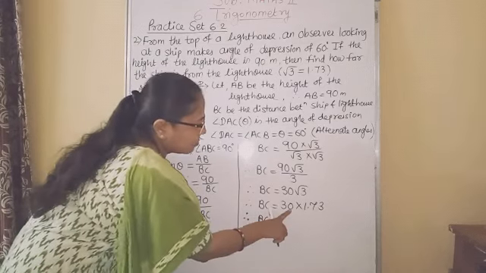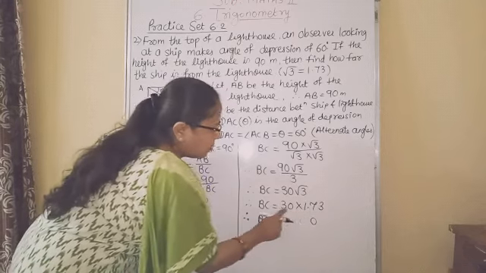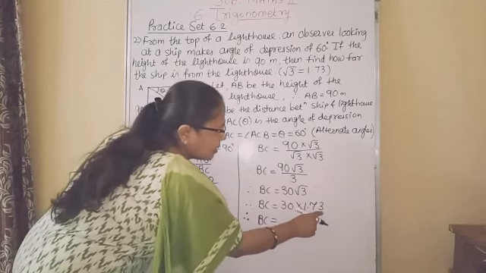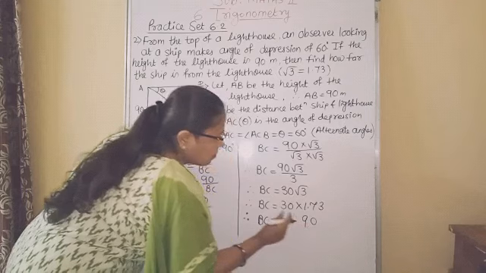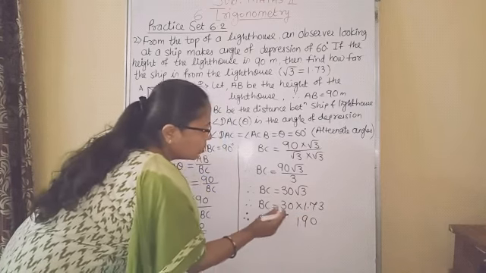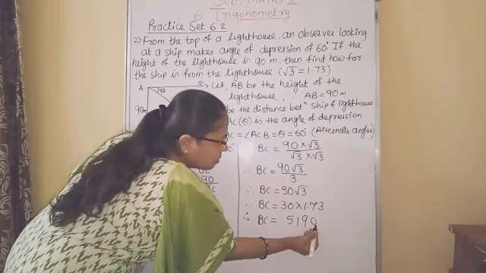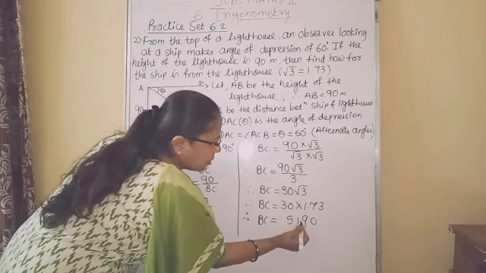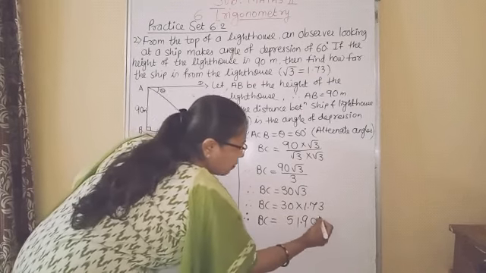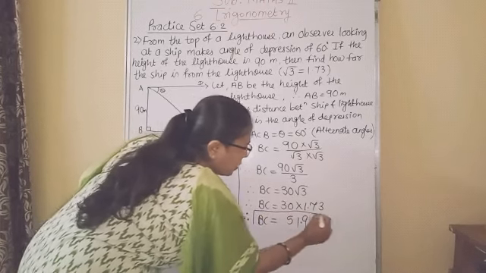Now we will multiply this. See, first we will write this 0 of 30. And now 1.73 we will multiply by 3. 3 3s are 9. 3 7s are 21. Carried 2. 3 1s are 3 plus 2, 5. And we will leave these two decimal digits and give the decimal point. So BC is equal to 51.90 meters.